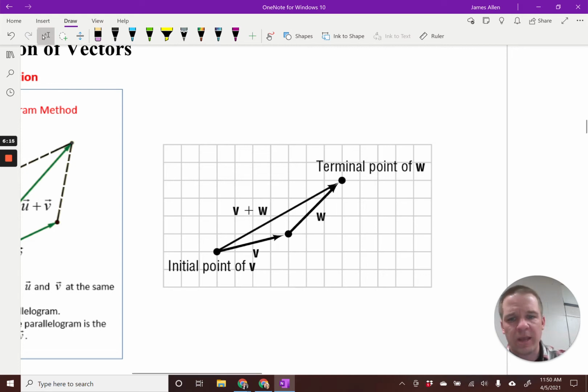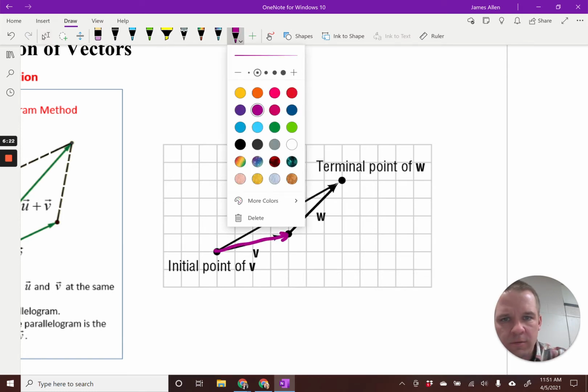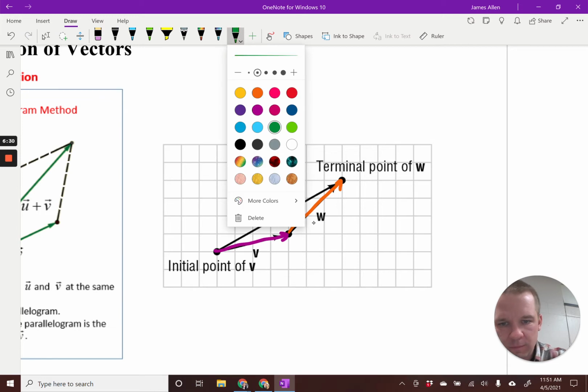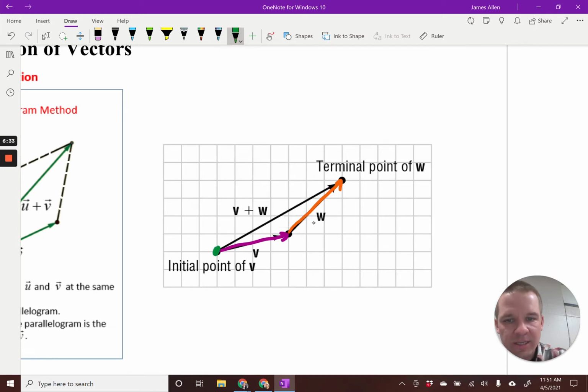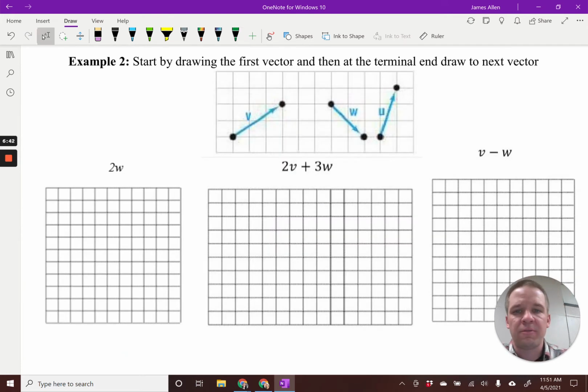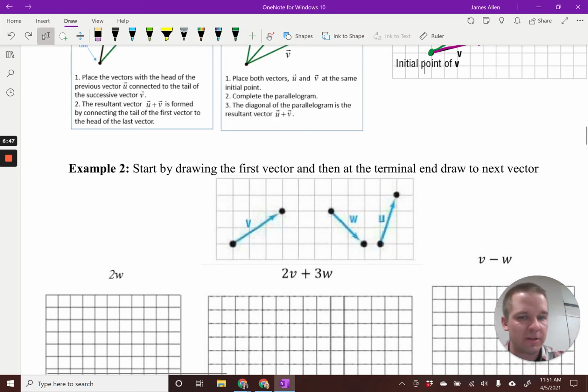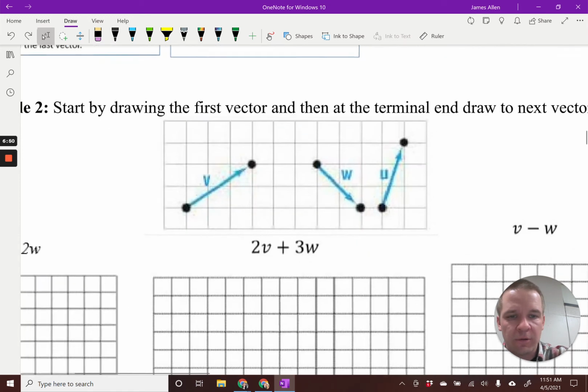So here's another graph here. We got v plus w. So v is this one right here, and then w, orange, right there. The initial point of v, which is this, connecting to that terminal point of w, gives me v plus w. Lovely. All right, so we've got three different vectors here. We have v is this one here, we got w and u. It's a little blurry, but that's okay.